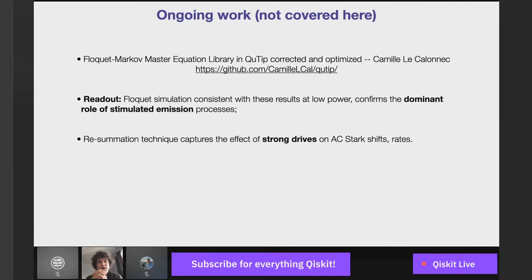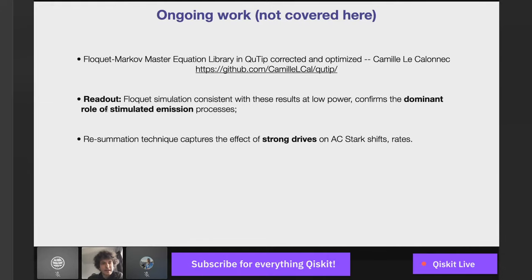Lastly, I want to tell you about ongoing work which was not covered here. So here in Sherbrooke, we have developed some corrections for the Floquet-Markov master equation library in QuTiP. We have corrected previous errors and we have optimized it. This is mostly the merit of Alexandra's student Camille Calonec. And if you want an up and ready version of the code, you can find it at this GitHub address, and you can contact her to get details about what we have done.